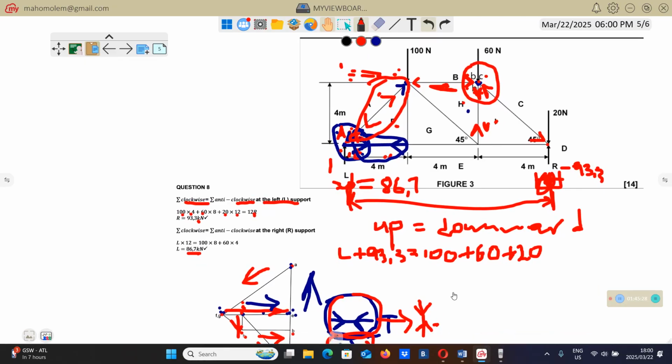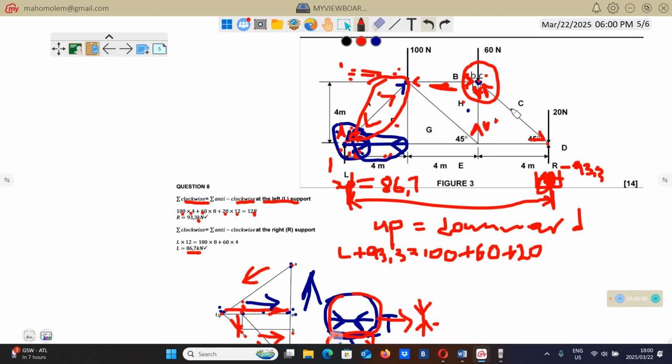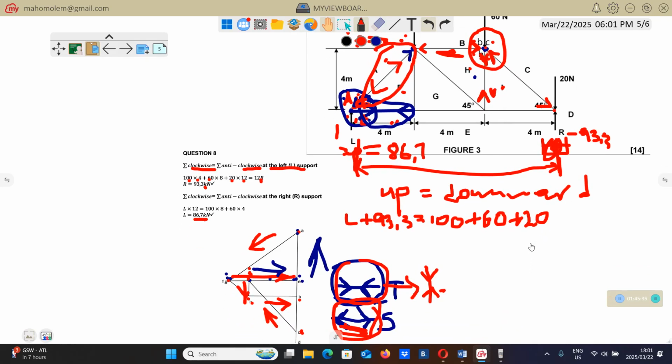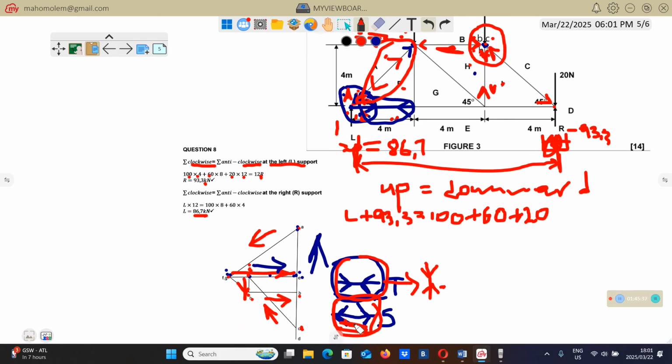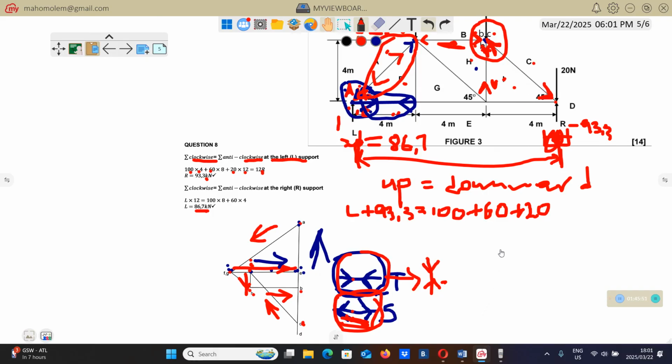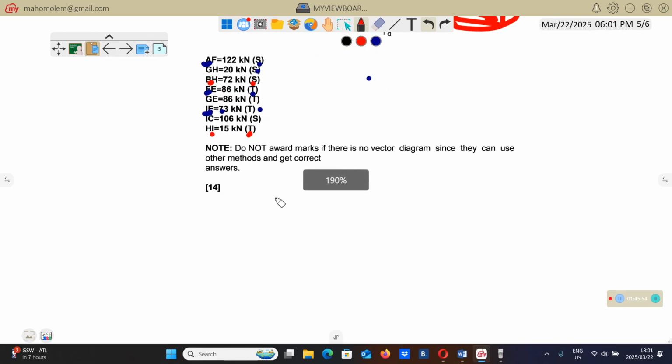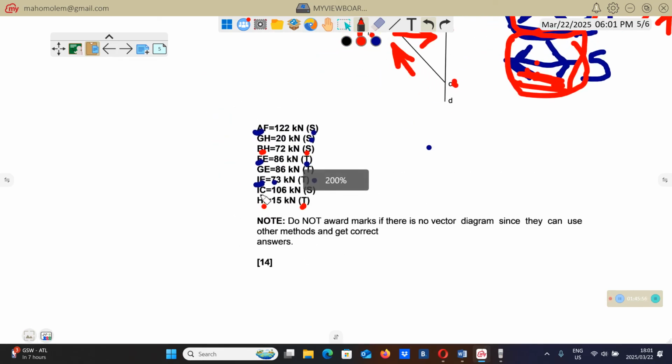And then from there you have this one. The arrows are pointing away from each other. This one they're pointing towards each other, this one away from each other. It's like this, this one is pointing like this, this one like that, away from each other. Therefore, it's a strut. CI is going to be a strut. CI, this one. It's a strut.